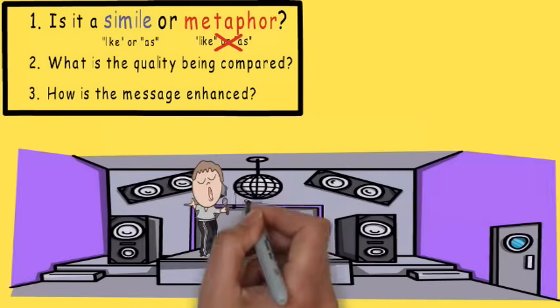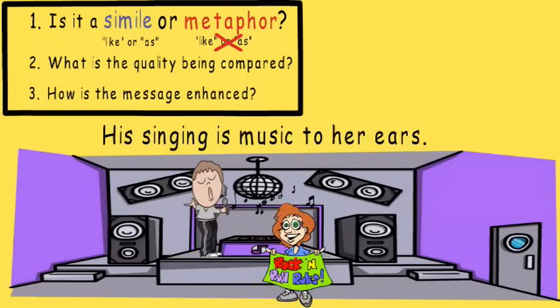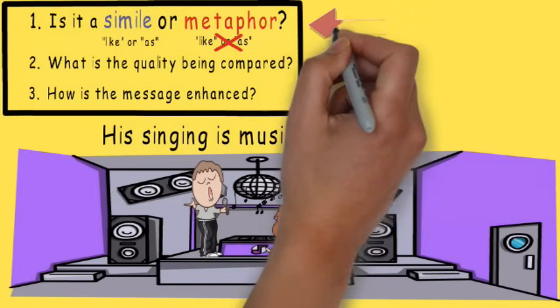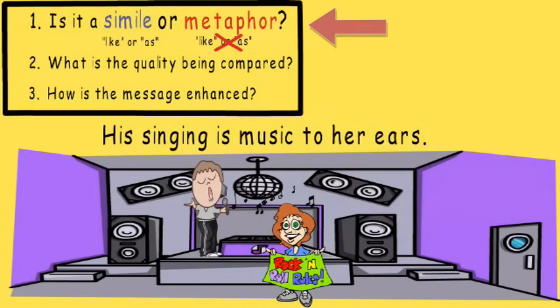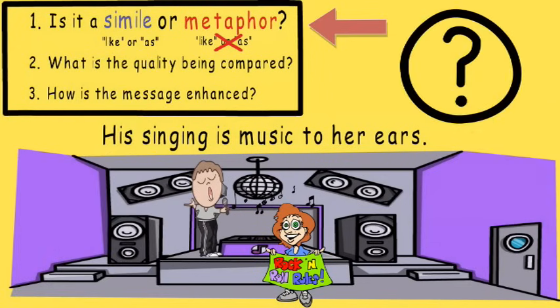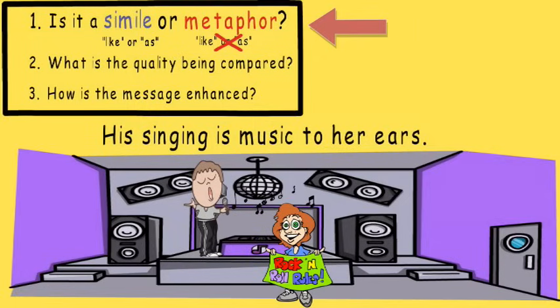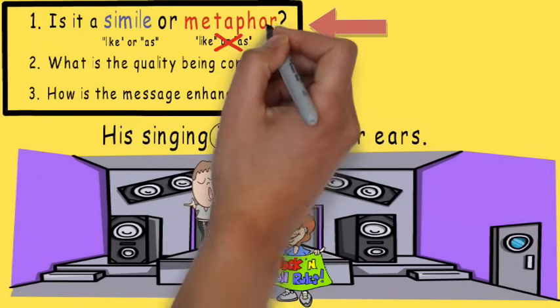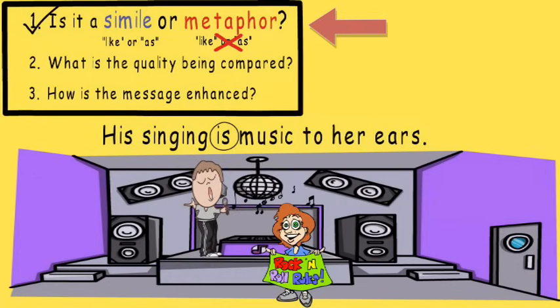Here we go. His singing is music to her ears. First, we need to decide if this is a simile or a metaphor. Similes include the words like or as. Do you think this is a simile or a metaphor? Well, since the author doesn't use like or as, and says one thing is or was another thing, his singing is music, this sentence would be a metaphor.